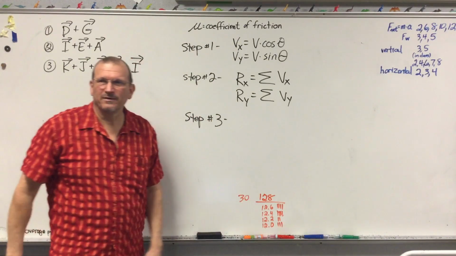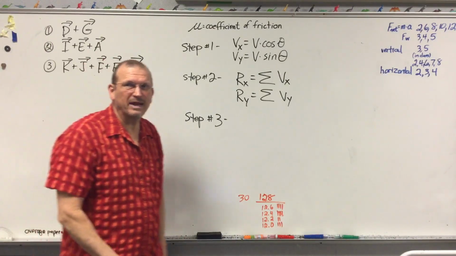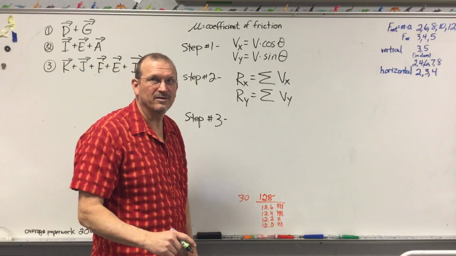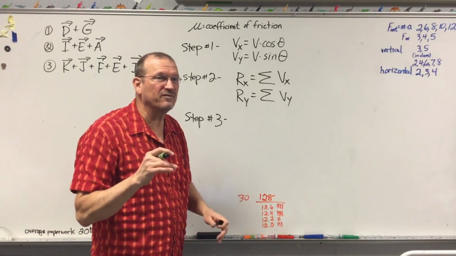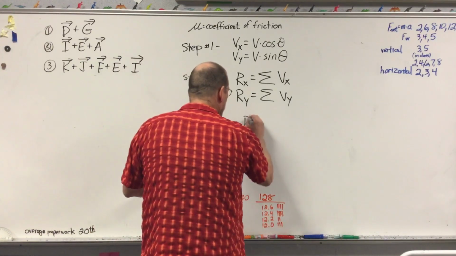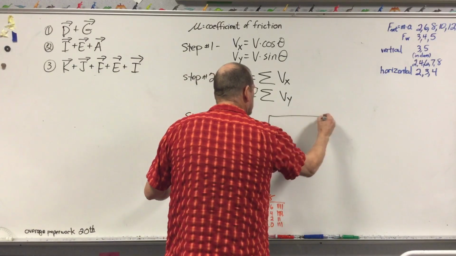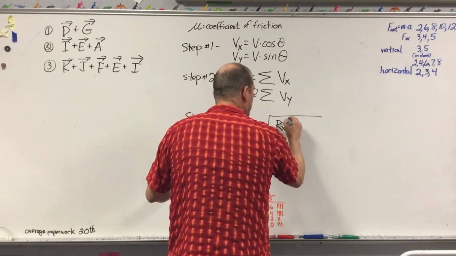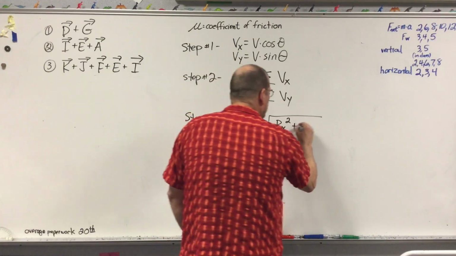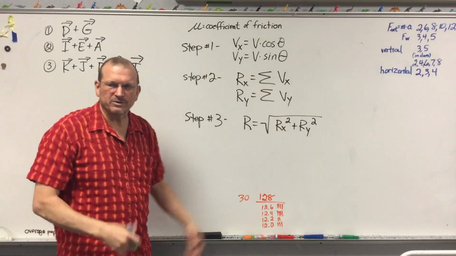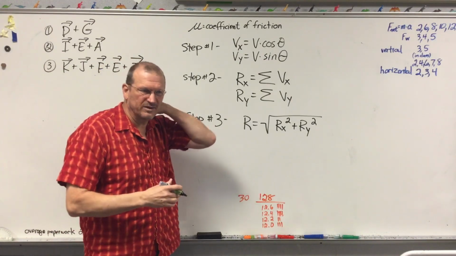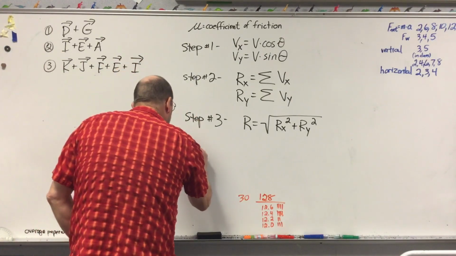What was the third one? Pythagorean theorem. And what does that give you? R, the magnitude. So R equals the square root of Rx squared plus Ry squared. And remember on this one, we just take the positive value of it.